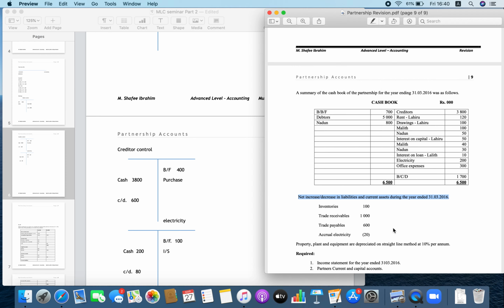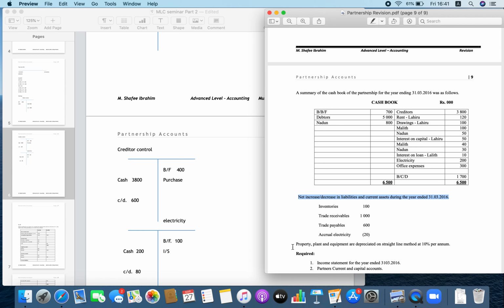Right, so guys, if you want to practice on this particular theory, take out your A-level past paper and go to the 2011 paper. In the 2011 paper they have tested something like this, where they have given you the opening balance, given you the net increase or decrease, and you have to derive the closing balance. So please check that question and see whether you were able to do this part of the theory.